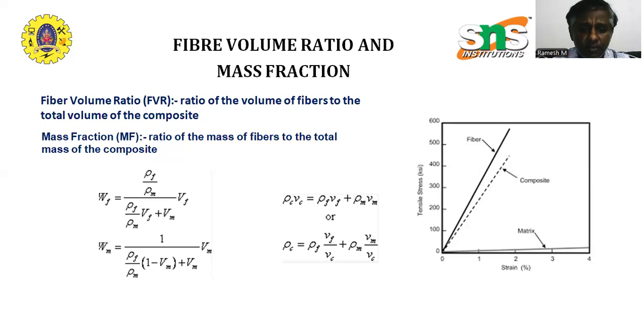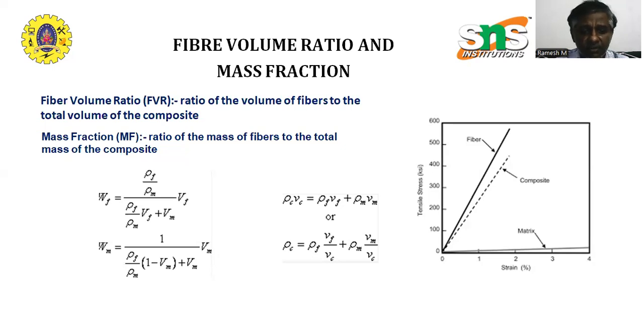Today, in composite materials and structures, we are going to discuss the topic fiber volume ratio, mass fraction, and elastic constants in the composite materials. Actually, these fiber volume ratio, mass fraction, and elastic constants are very important parameters in composite materials.